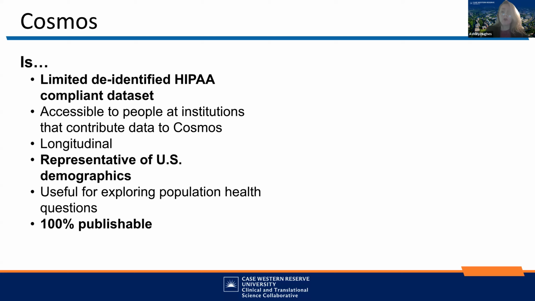Because Epic is such a widespread, widely used electronic health record system, Cosmos has done comparisons of their data to US Census data, and this is actually representative of US demographics. So it's a great population health research data set that you can do simple queries right at your fingertips.